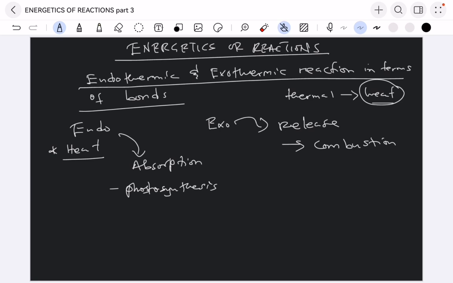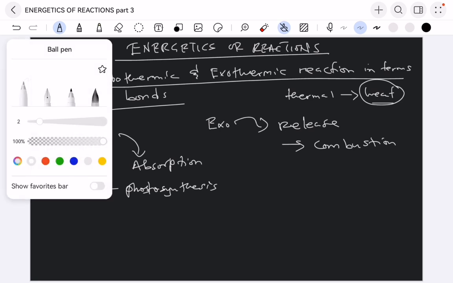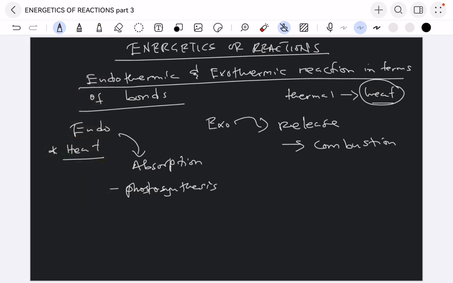Now, we want to understand exothermic and endothermic reactions in terms of bonds. What are they? So, endothermic and exothermic in terms of bonds. Endothermic is known as bond breaking, and we're going to go in depth and understand what this means. Then exothermic means bond formation.